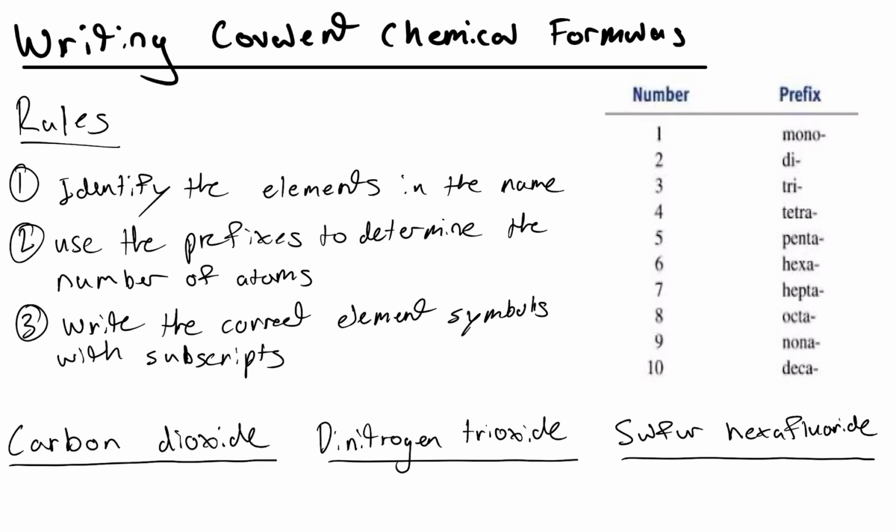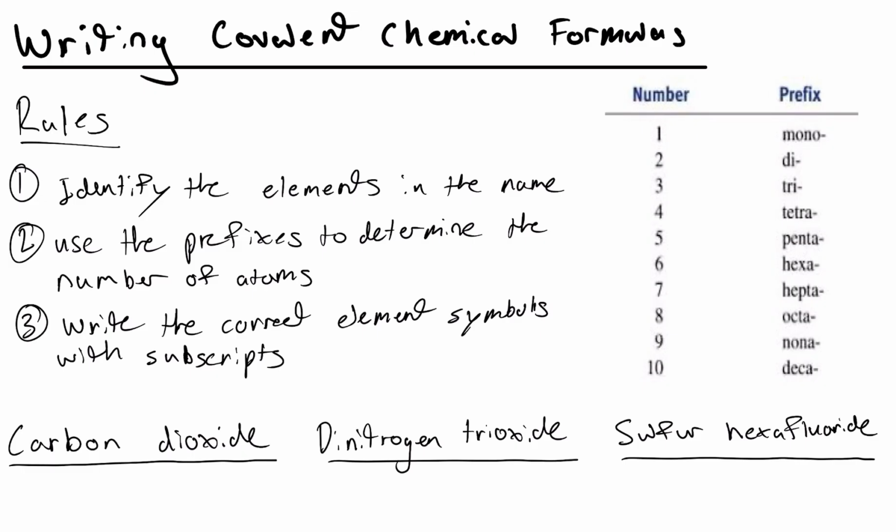Hey everyone, so in this video I'll be teaching you guys how to write chemical formulas for covalent compounds. So if you can say the name, you'll be able to write the formula. That's the end goal. But firstly, we need to talk about what covalent compounds are. So covalent compounds are compounds which are made up of two nonmetals that share electrons.